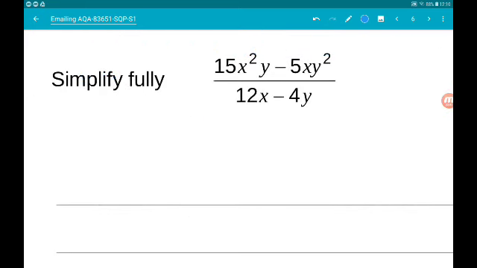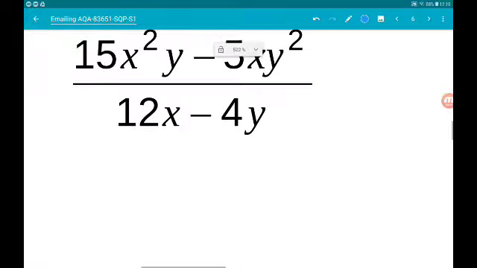Okay, question 6, we want to simplify fully. 15x squared y minus 5xy squared all over 12x minus 4y. So, to be able to simplify things like this, we need to factorize. So let's see what we can do.